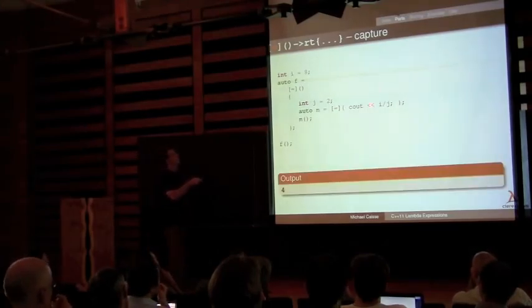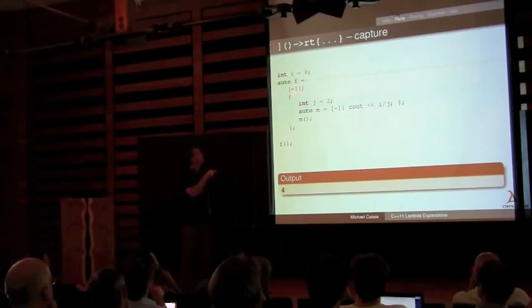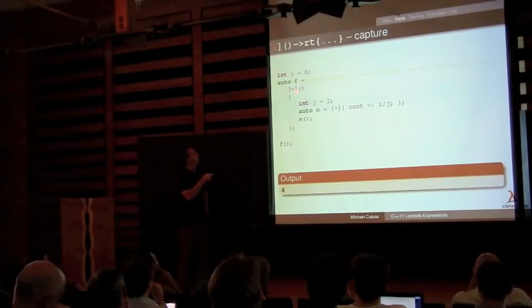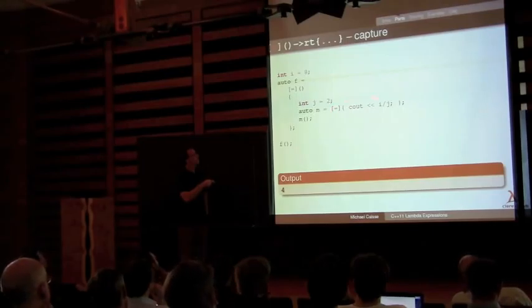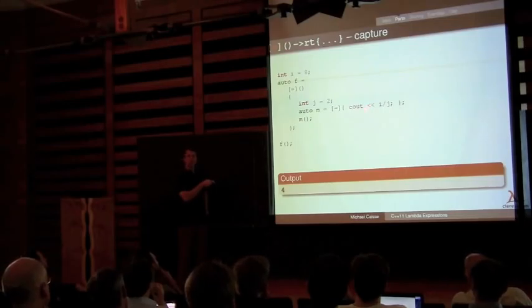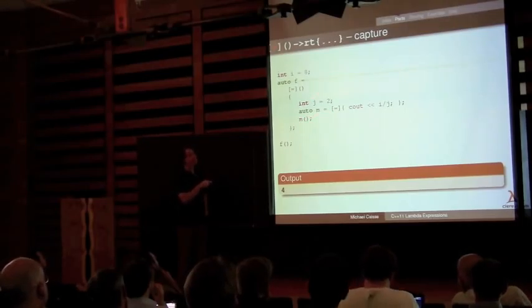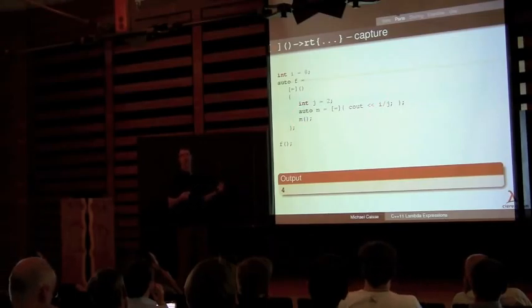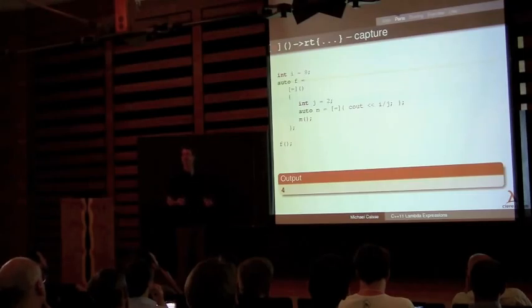So here what's occurred is this outer lambda expression is capturing by value, and the inner one is also capturing by value, and it's trying to access I. And it's able to do that because the enclosing lambda expression captured by value. And so it looks, do I have an I? I don't have an I. But he captured by value. Does he have an I? He has an I. So now I is captured.